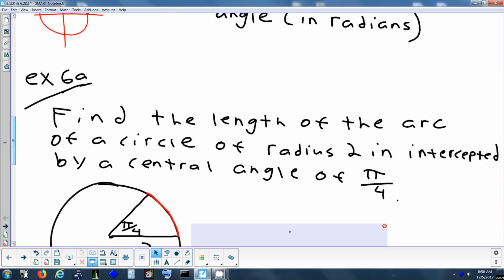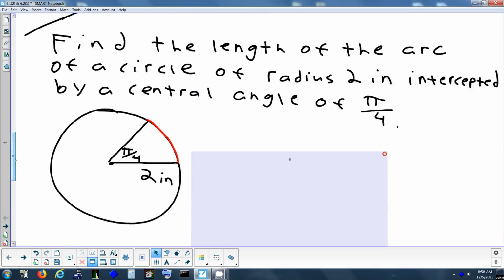So when they ask the question, there's a couple ways they can write it out as a sentence, or they can draw a picture. For most problems, I won't do both. For this one, I did. So I want to find the length of the arc. You have a circle that has a radius of 2 inches, and the central angle is pi over 4. So here's a picture of what you're doing. You're finding the length of the red arc.